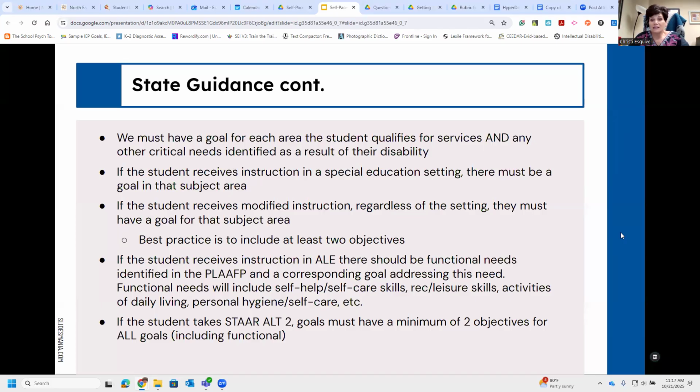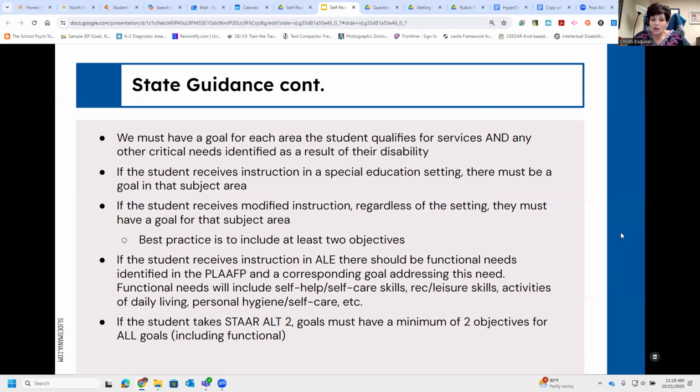The best practice is to break the goal down into at least 2 objectives or benchmarks. Students who receive modifications are significantly below grade level. Objectives or benchmarks enable us to break the skill down into smaller parts. This enables us to progress monitor the skill more closely.